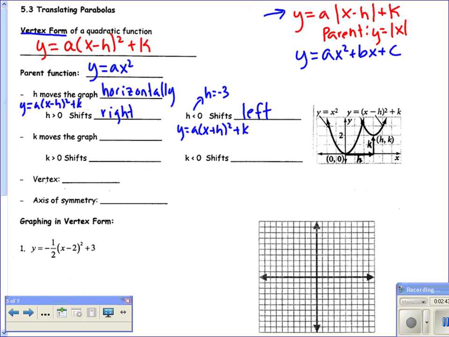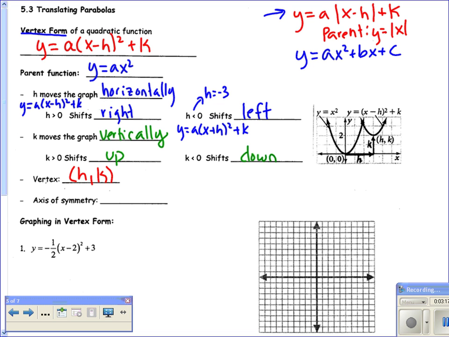So the k then moves our graph up or down because we consider it attached to our y value. And so up and down changes your y value, so it's vertical. So it moves the graph vertically is what I should write. So if k is greater than 0, it's going to shift your graph up k units. If it's less than 0, then it's going to go down k units. And the vertex for our graph here is going to be h comma k.